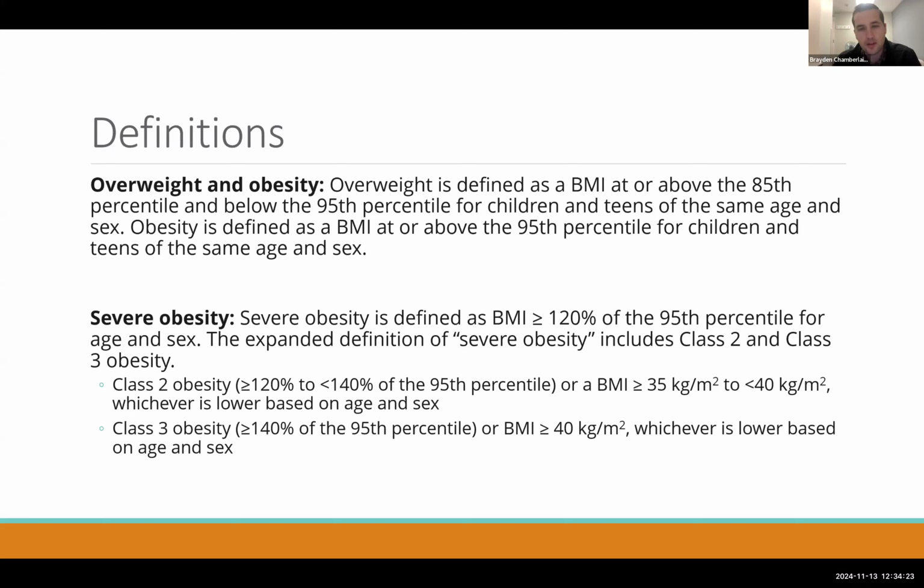And then that can get classified a little further. You can get class 2 severe obesity and class 3 severe obesity. Class 2 is between 120 and 140%, or 35 to 40 BMI. And class 3 is greater than 140% or greater than 40 BMI.